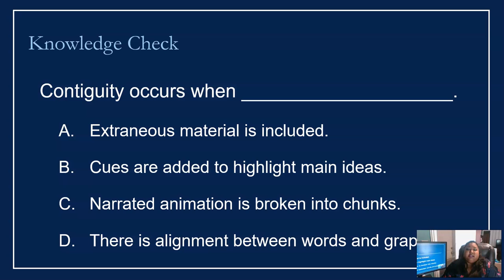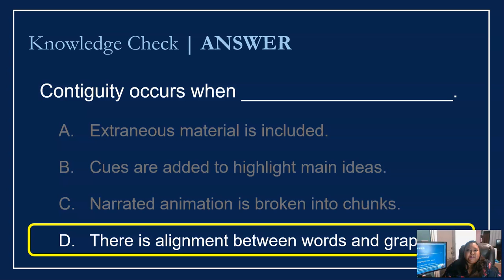We just talked about contiguity. Contiguity occurs when extraneous material is included, cues are added to highlight main ideas, narrated animation is broken into chunks, and there's alignment between words and graphics. The correct answer is D. Contiguity occurs when there's alignment between words and graphics.